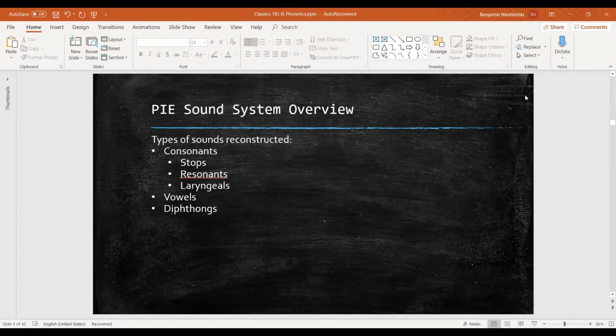Resonants, on the other hand, involve more vibration, they involve more airflow. And we'll talk towards the end of this series about what laryngeals are. I've also included here diphthongs, which are a combination of vowels and a type of consonant called a semivowel or a glide. So these are things like ew, ow, or oi. We're not going to talk much about vowels or diphthongs in this series. We're going to focus primarily on consonants, especially stops, since this is most relevant to Grimm's law.